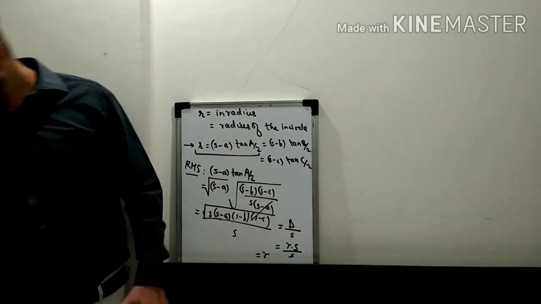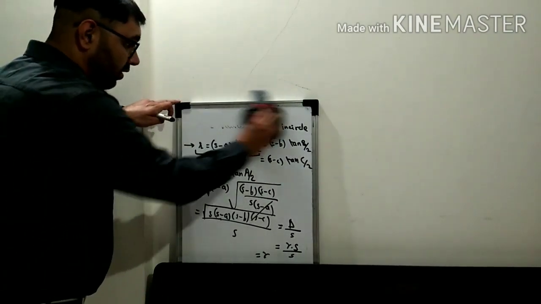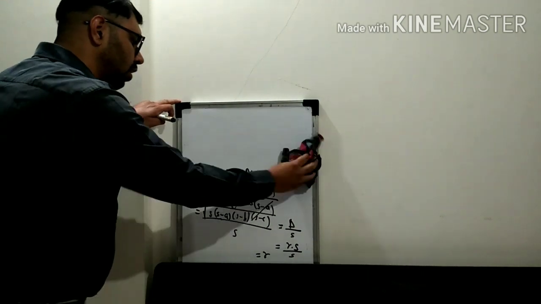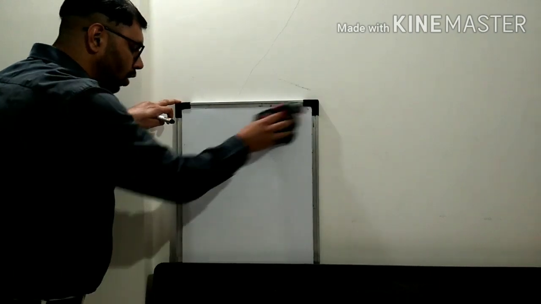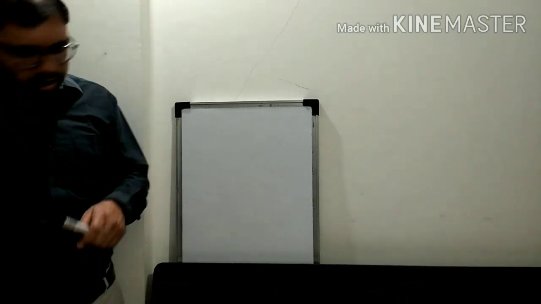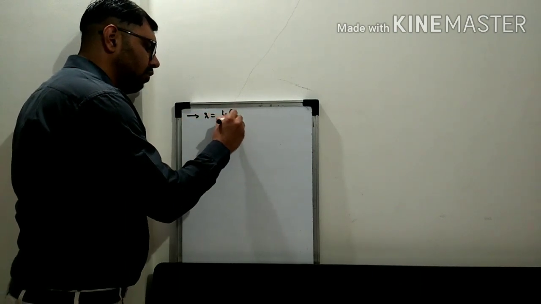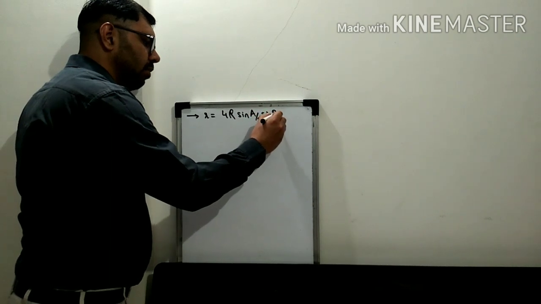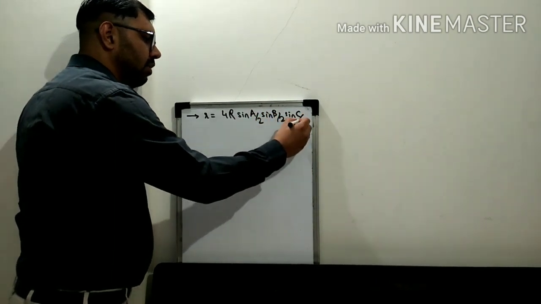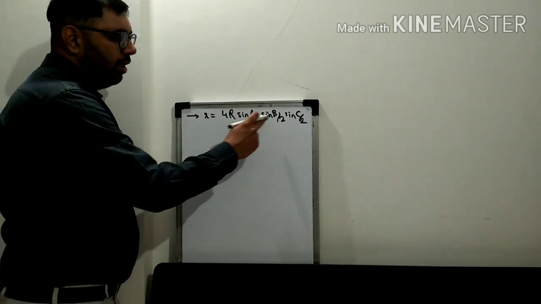Another formula I would like to explain relates capital R and small r. Capital R is the circumradius of the triangle and small r is the inradius of the triangle. This is also one of the important formulae. Small r is equal to 4 times capital R into sine a by 2, sine b by 2 and sine c by 2.